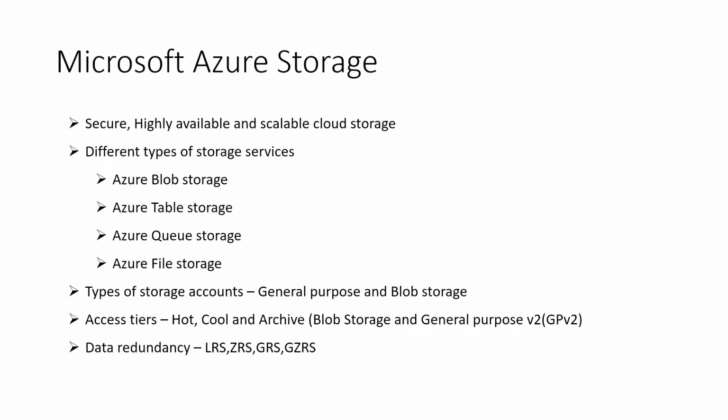Now, one more feature that you can have is read access to the secondary copies in GRS and GZRS. In normal cases, you don't have access to the data in the secondary region. The failover in case of a region failure is done by the platform itself. However, if you need read access to the data in the secondary region, you can choose read-access GRS or read-access GZRS. That means you will have read access to the secondary copies as well.